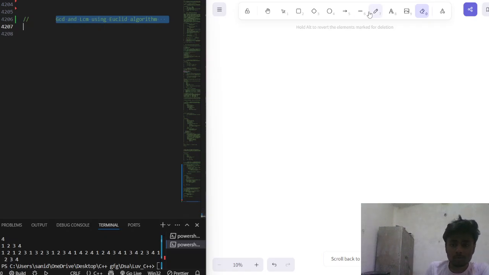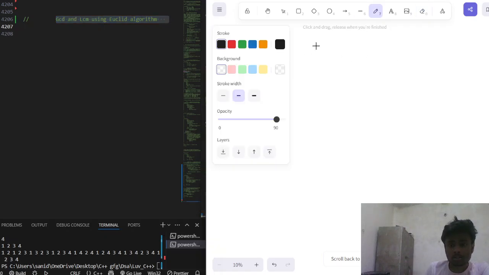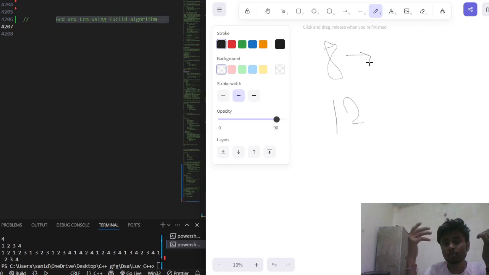The greatest common divisor, take an example: there are two numbers, the first one is 8 and the second is 12. The greatest number that divides both numbers is the greatest common divisor of both numbers. It can be calculated using the prime factorization method.